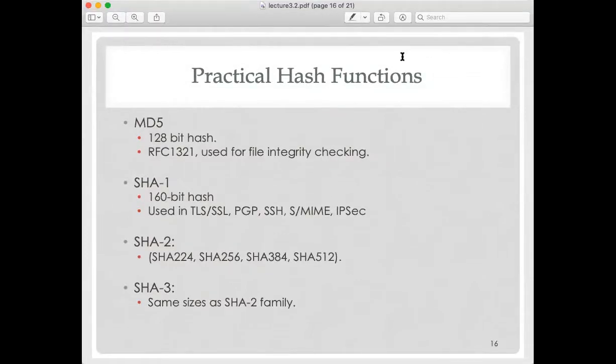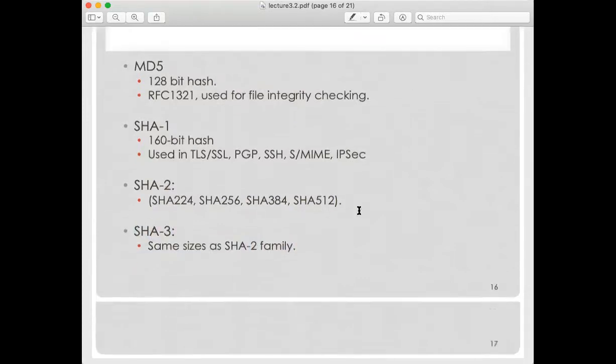Today we have a number of practical hash functions. MD5 is very old, 128 bits, which gives me 64 bits of security against collisions. It is considered to be insecure. SHA-1 is 160 bits. It has been widely used in TLS, SSL, PGP, SSH, S/MIME, IPsec, and many other protocols, but it is right now considered to be insecure. SHA-2 is considered to be secure right now. SHA-3 is considered to be the standard right now and the best standard that exists out there.